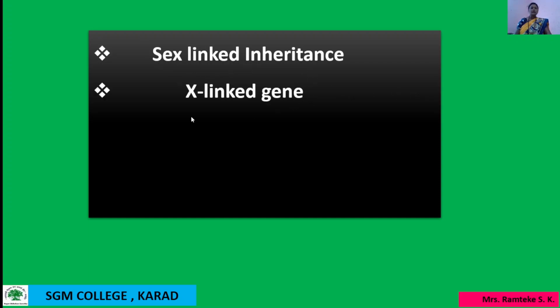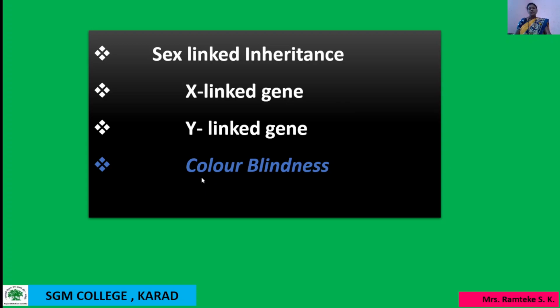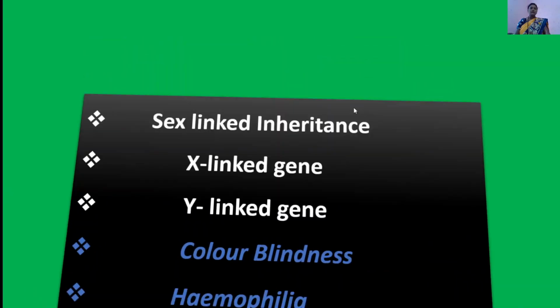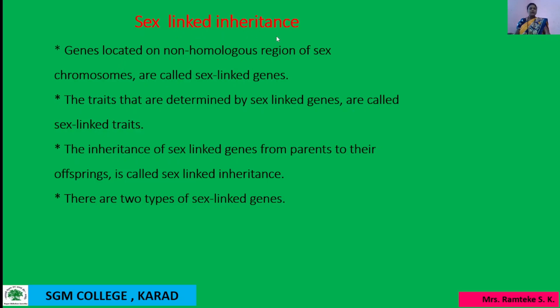In sex linked inheritance we learn two types: the first is X linked gene and the other is Y linked gene. Under these genes, we will see some diseases: the first is color blindness and the other is hemophilia. We will discuss all these points one by one in this lecture. So let us start with the first point, sex linked inheritance.